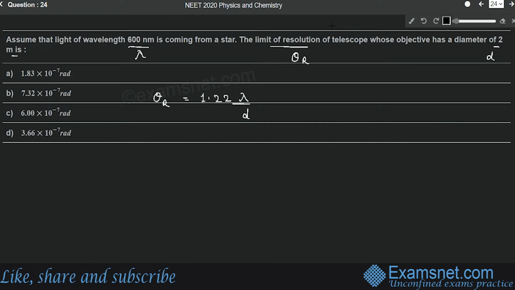So let's put the values here. 1.22 into lambda, which is 600 nanometer, that means 600 into 10 to the power minus 9 meter, right? Divided by small d, that is the diameter, and it is given as 2 meter. So on solving this, we'll get 3.66 into 10 to the power minus 7, and the unit for the limit of resolution will be radian. So the correct option will be option D.